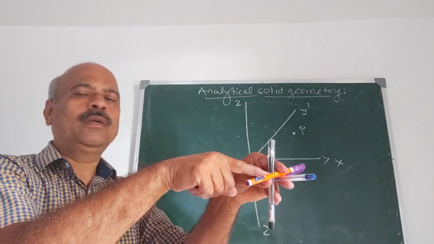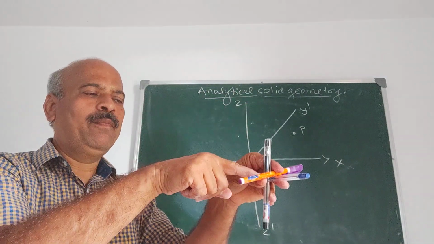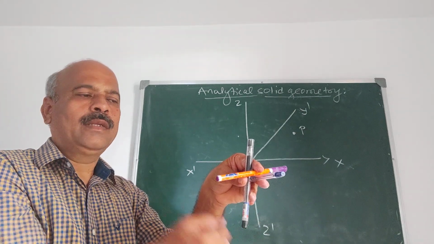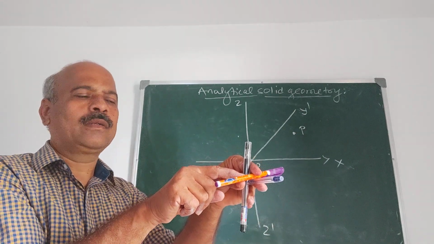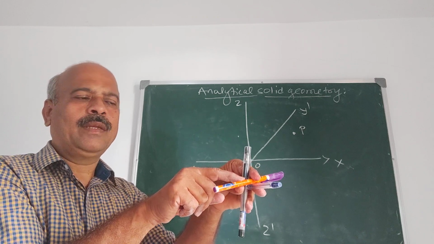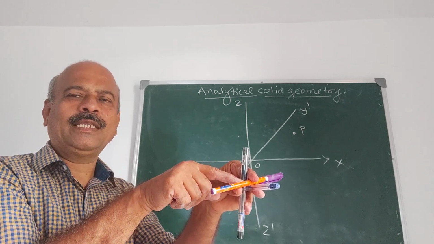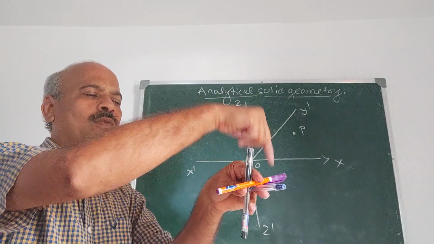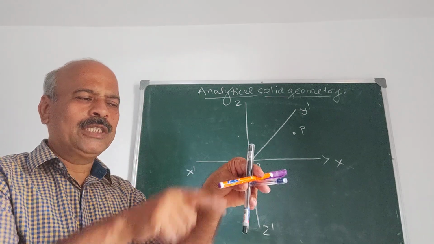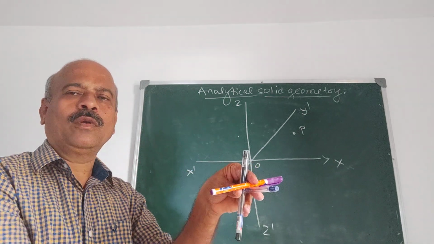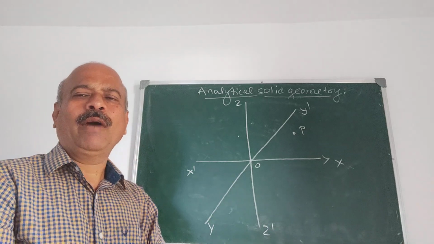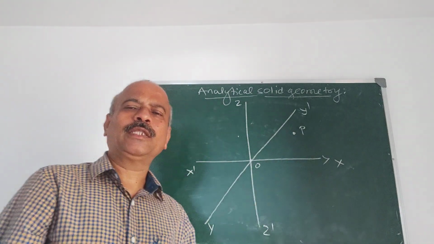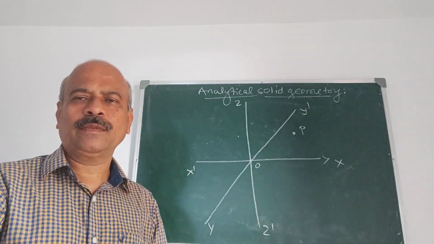That is above this. And below this there are again 4 parts. See, above this point, which can be taken as the origin, the intersecting point of 3 mutually perpendicular lines, 4 parts are there, and below this point there are 4 parts. Totally 8 parts. 3 mutually perpendicular lines divide the space into 8 parts. They are called octants.